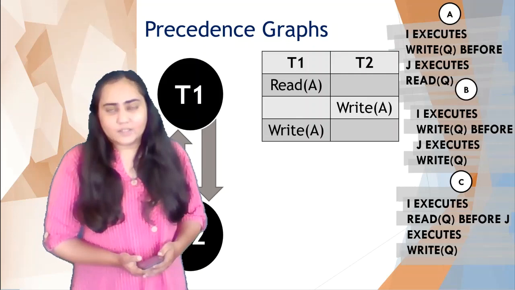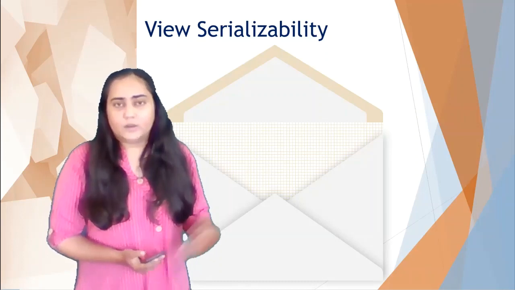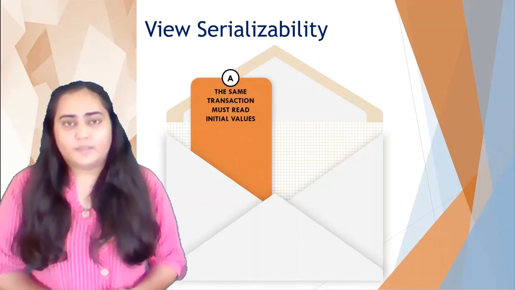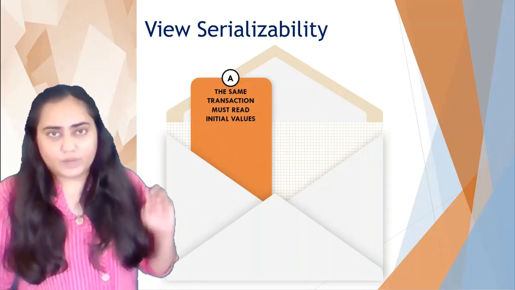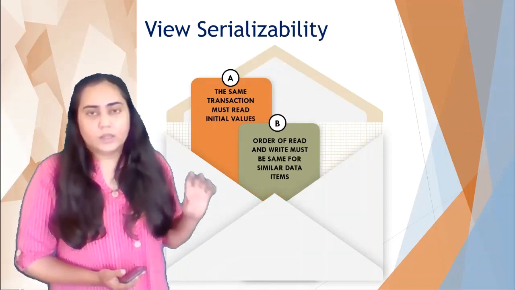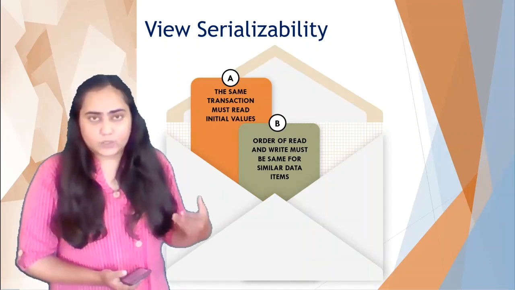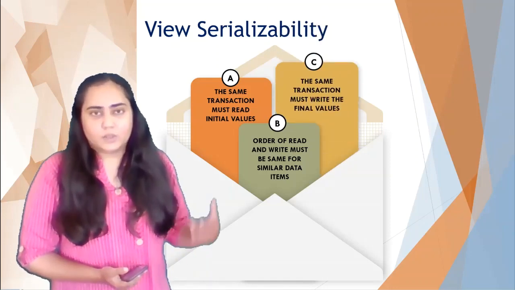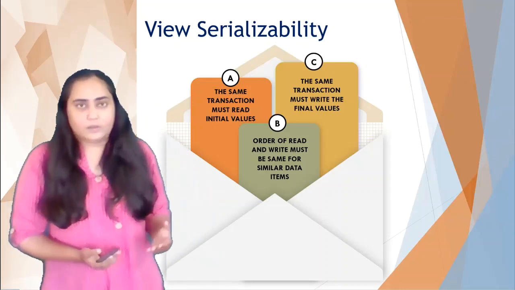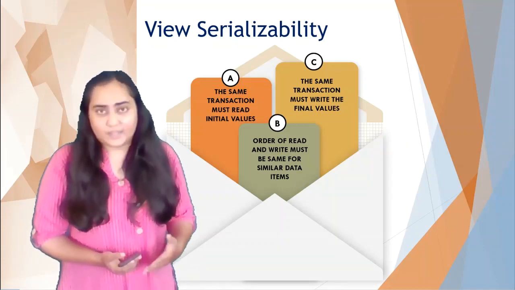Now let's go to the next type of serializability, which is known as view serializability. Here also, as usual, there are some rules. The first rule is that for view serializability, the first read operations should be done by the same transaction in the schedule. The second rule is that the order of read and write should not change for the same data item. And the third rule is that the final write operation done to any data item must be done by the same transaction. And I'll tell you what this means by an example.